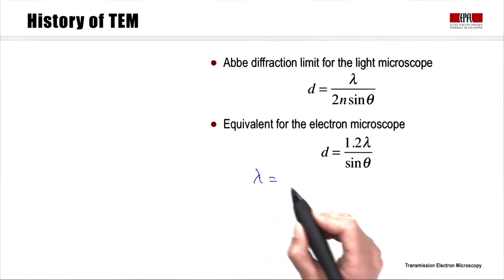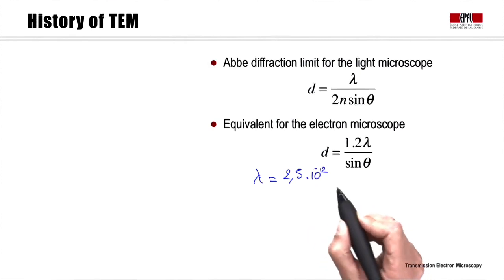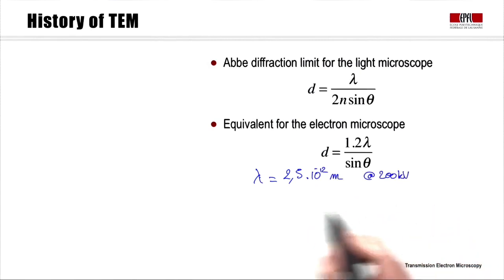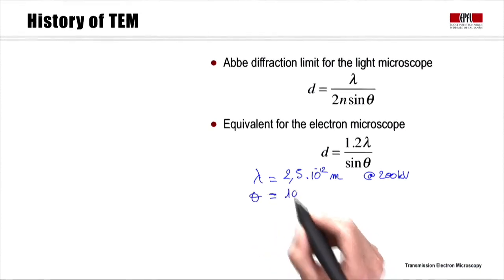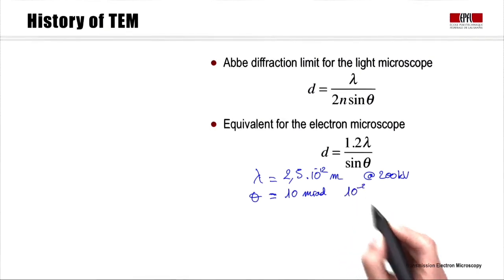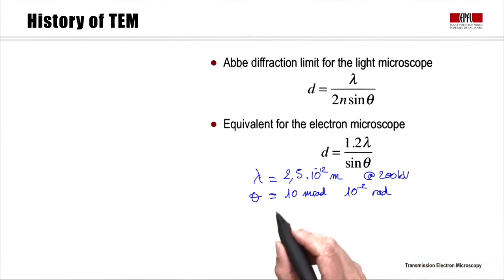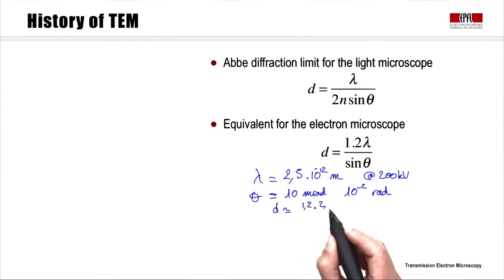Let's try to plug in some numbers in there. Lambda for a typical transmission electron microscope at 200 kilovolt is about 2.5 picometer, 2.5 times 10 to the minus 12 meter. Theta is the angle at which electrons are collected, and it's typically around 10 milliradians, say 10 to 20. So 10 to the minus 2 radians. We will come back later to this during the lecture.